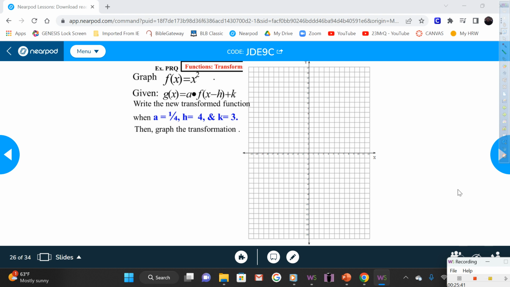Example Power Rangers Q, and it reads, graph f of x equals x squared. You should be able to do that on your paper. And then it says, given g of x equals a times f of x minus h plus k, rewrite it using those parameters, and then graph. However, don't graph after you write the new transformation, because we're going to do something extra today. And that's going to be part of your homework. So the only one I want you to graph for right now is f of x equals x squared.